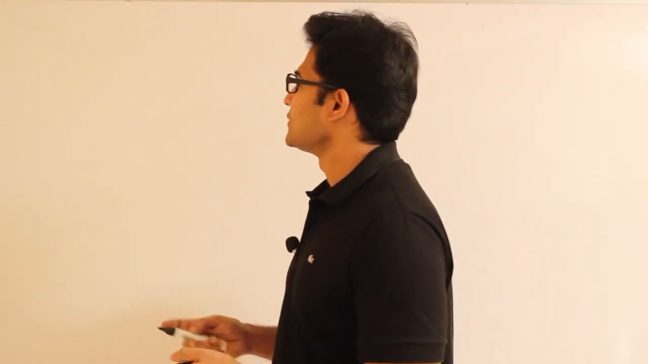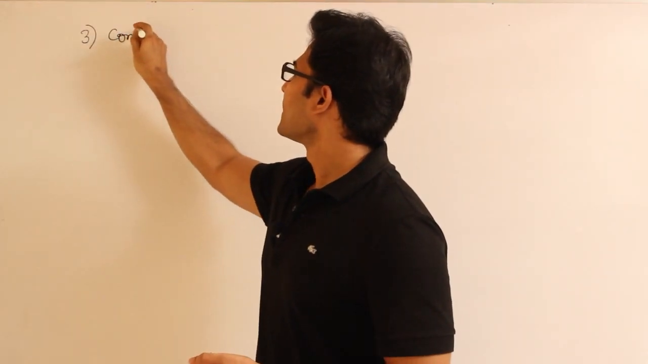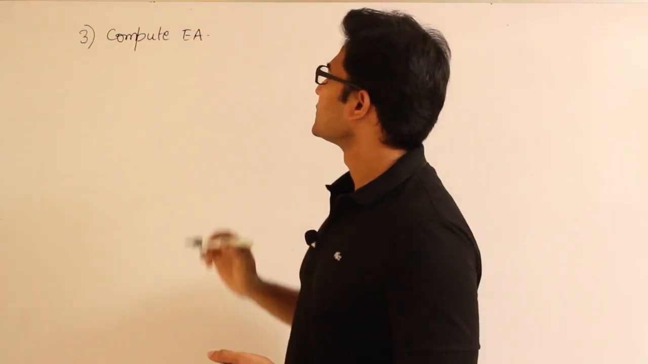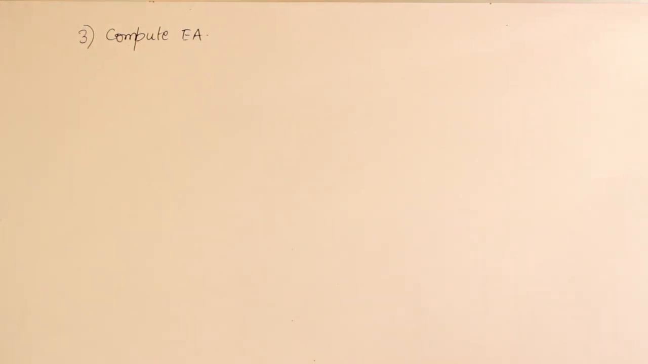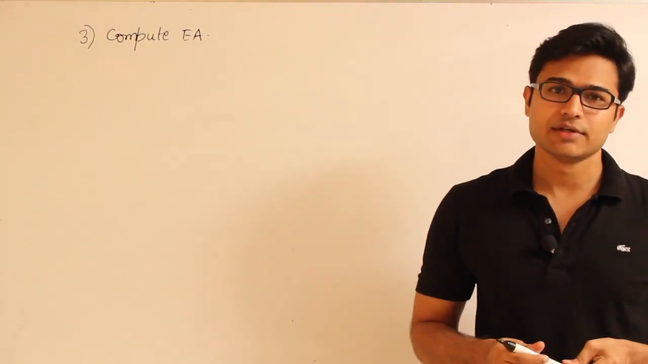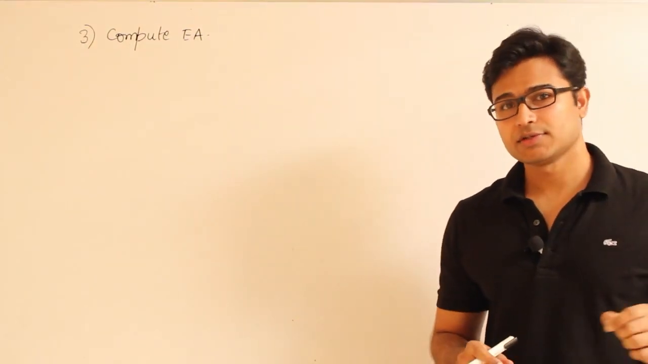Now let's look at the third phase where we compute the effective address. Phase 3 is compute effective address. Okay, so this is the phase where we compute the effective address of the operand. And now we need not compute the effective address of the operands always. It is not required for all the instructions. Only for few instructions it is required.